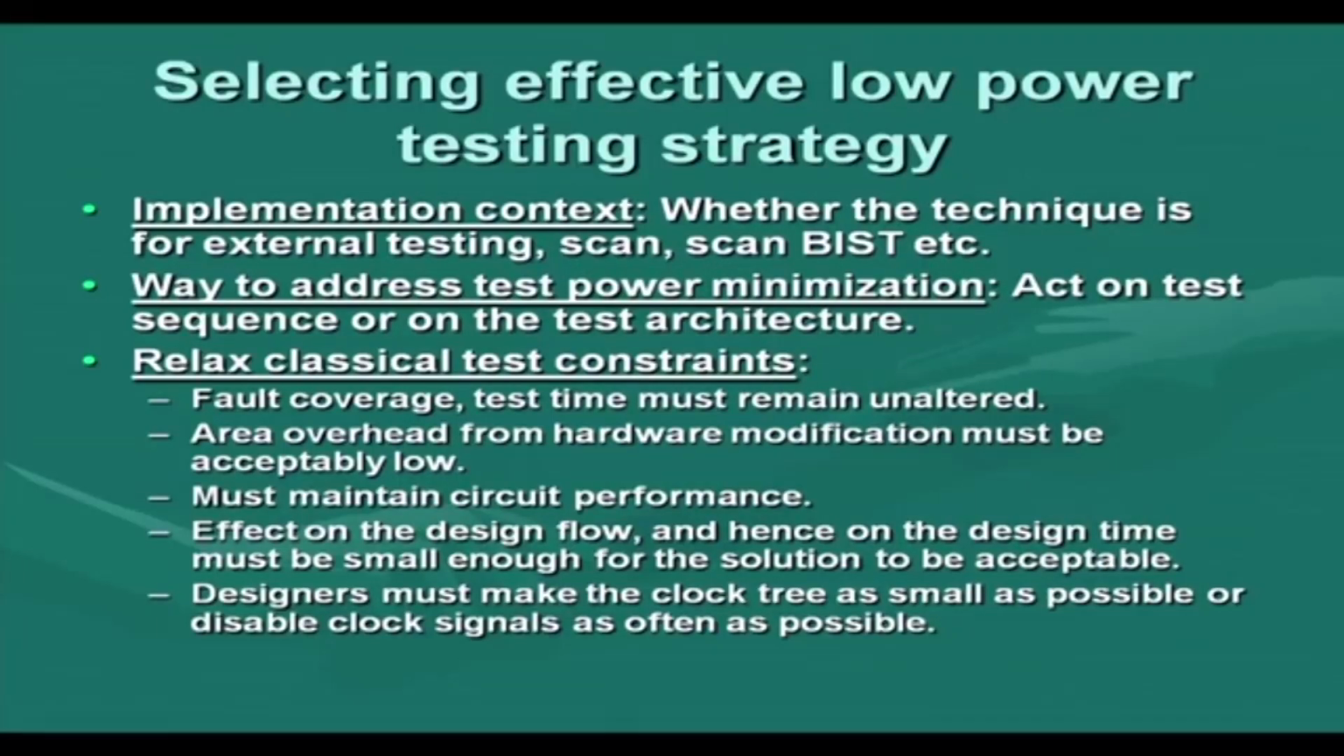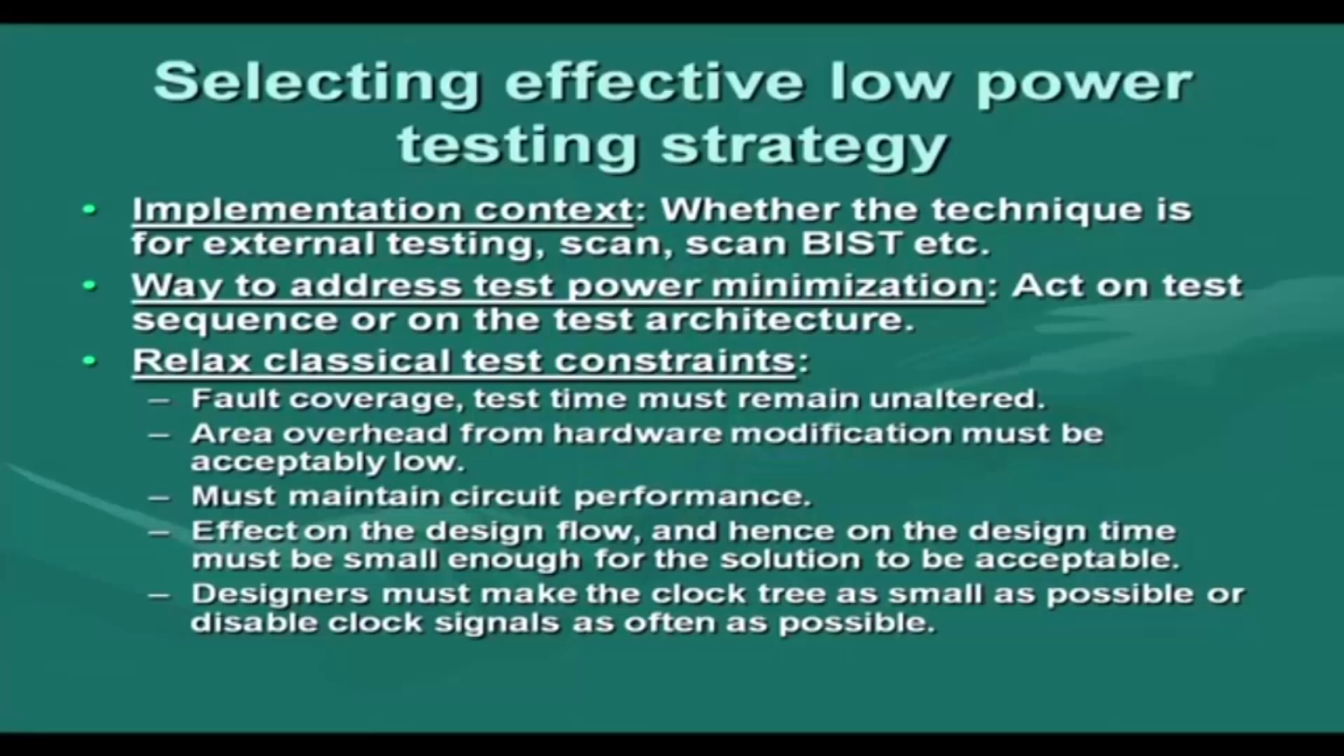If the clock tree is small, then clock skew will not occur, so delay test and all that can be done properly, and power consumption will also be low due to the smaller clock tree. They should also disable clock signals as often as possible, because if we can disable the clock, then power consumption will be low. That way the test engineer may have some relaxation. If these classical test constraints are relaxed a bit, then power consumption during testing can be reduced significantly.